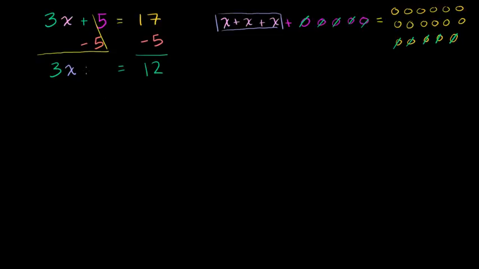So now we have it in a pretty straightforward form. 3x is equal to 12. All we have to do is divide both sides of this equation by 3. So we're just left with an x on the left-hand side. Let me pick a nicer color than that. Let me do this pink color. So you divide the left-hand side by 3, the right-hand side by 3.